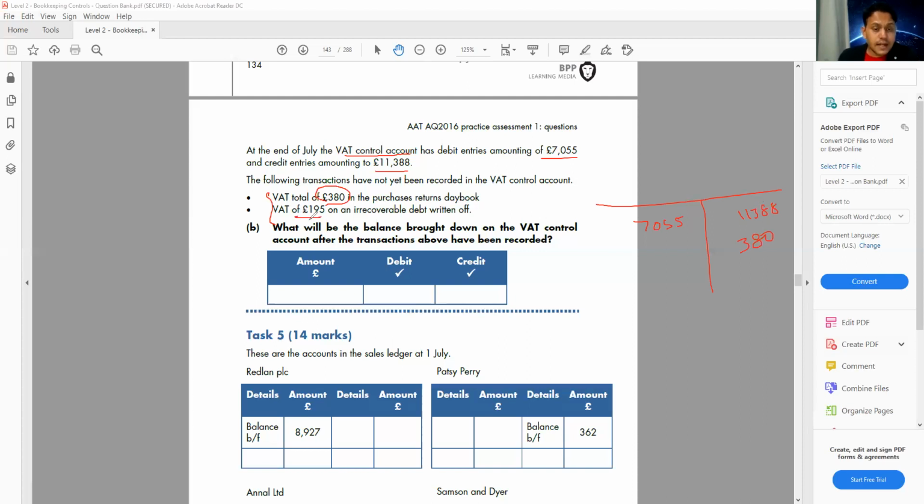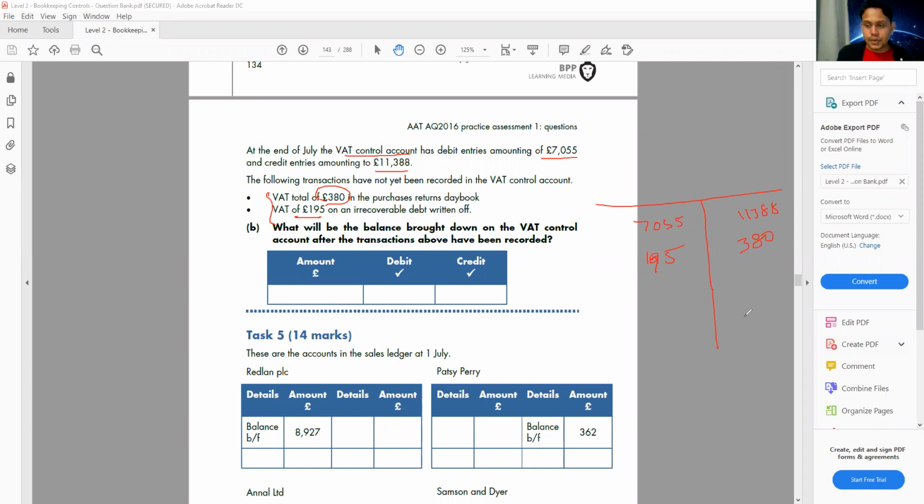Then VAT 195 on an irrecoverable bad debt write-off. So that will reduce my liability, because the customer is not going to pay me, so I'm not going to pay the VAT. So I'm going to record on which side? I'm going to record on the debit side, 195, because that will reduce my liability.